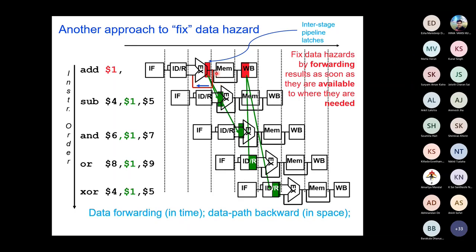But the data path goes backward, because from the output you need a path to the input. So it is forwarding in time, but backward in space. Please let me know if you have any doubt or question regarding this slide, and how it has been resolved. Are you convinced that this hazard can be resolved by this? Or is there any issue which you do not agree with?